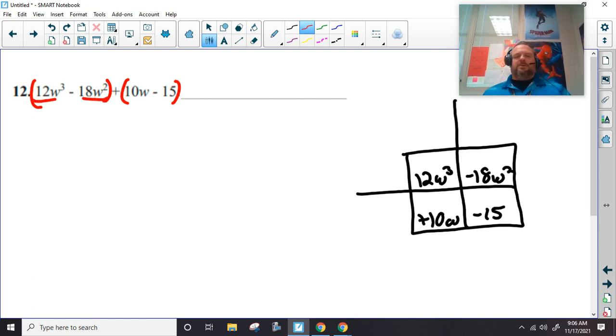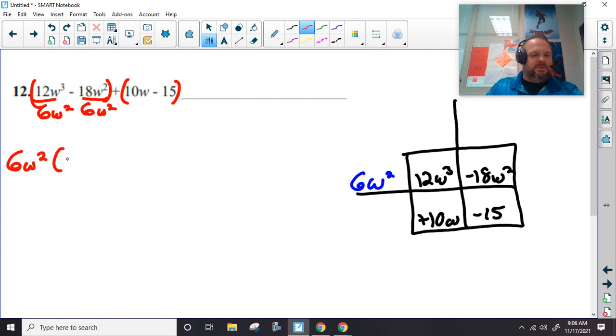Over here with factor by grouping, what's the GCF between 12 and 18? 6. Okay, I've already got the W squared. Somebody's throwing that out there. Thank you very much. Okay, so I get 6W squared. And this would end up being 2W minus 3.